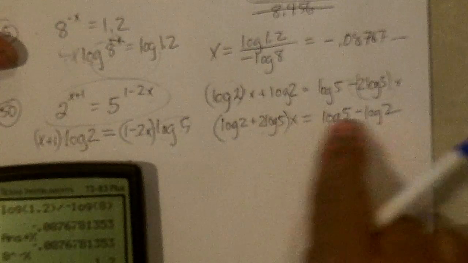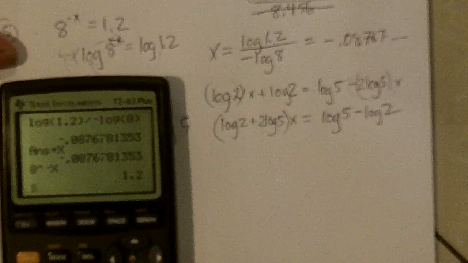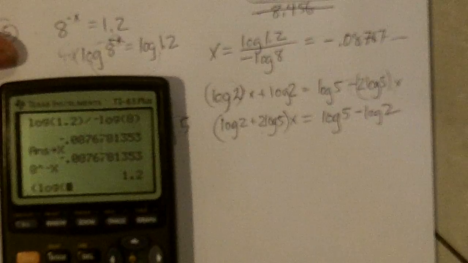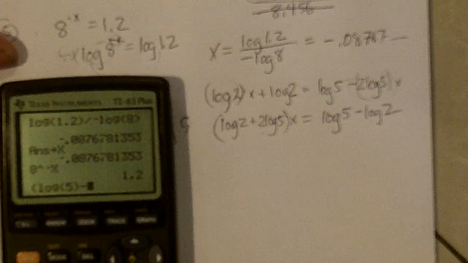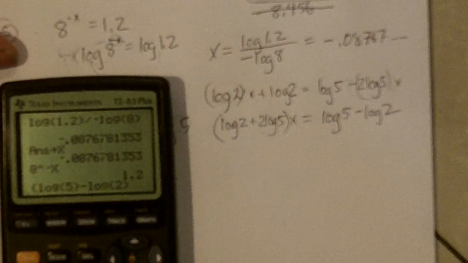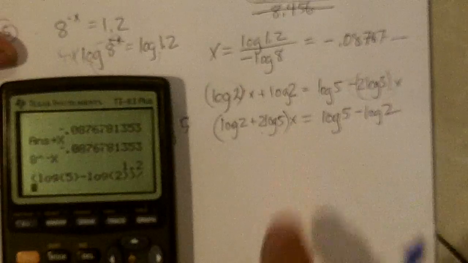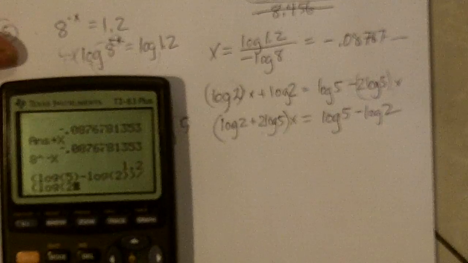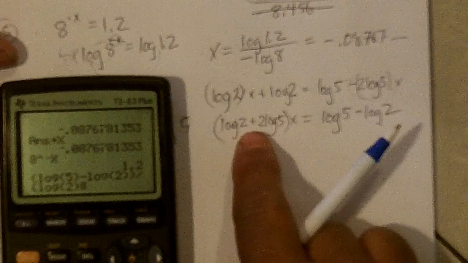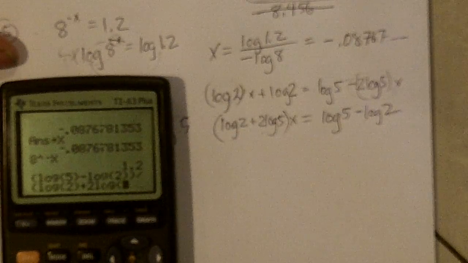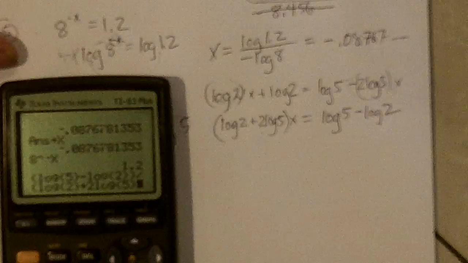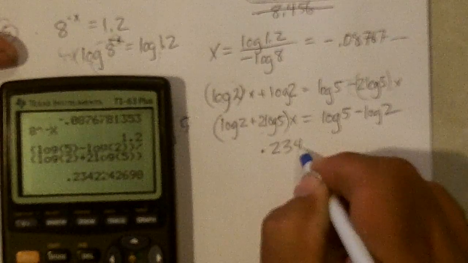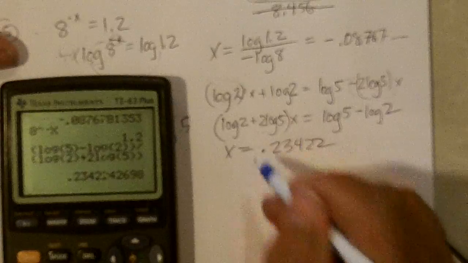And so then I just take that divided by that. And let's get that answer. That'd be parenthesis, the numerator is going to be this, log 5 minus log 2. That's the numerator, close it, divided by, and the denominator will be parenthesis log 2 plus 2 log 5, close parenthesis, the denominator, and I get 0.23422. That's what x should be.